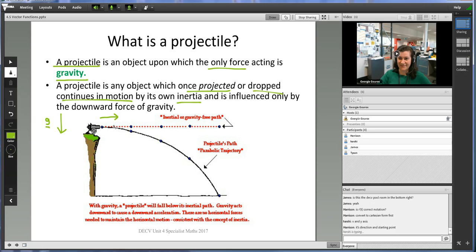Have you studied this in physics? Do you do physics? Who does physics? Who doesn't do physics? You did it in year 11.